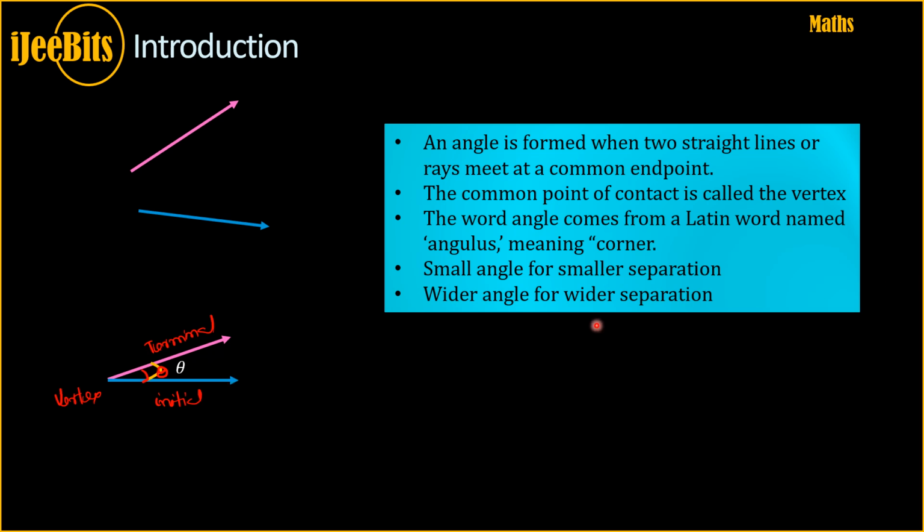So that is the basic concept of how the angles that we learned as part of your triangles and geometry work. Now you can see the distinction between these two: the separation between these two lines is wider for the wider theta, and smaller for the smaller theta. Clear? Let's move on to the next topic.